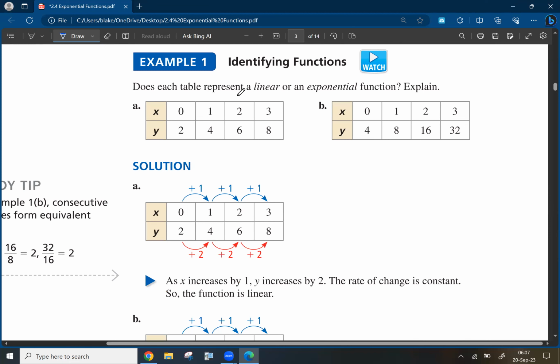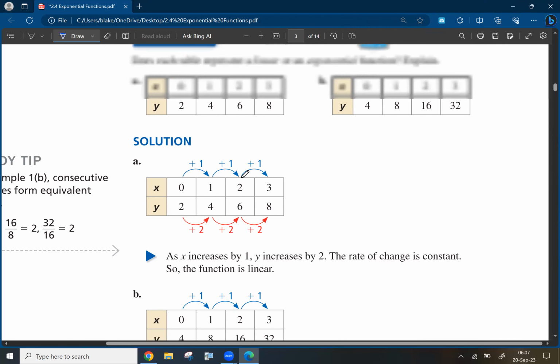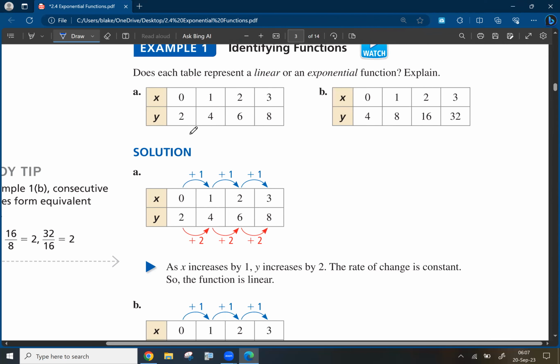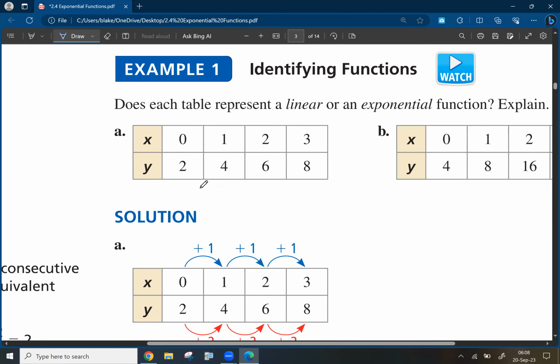Does each table represent a linear or exponential function? Here you can kind of see the solutions on these. What we're going to do is look at the differences between the y values and x values. When you look at table A, notice the pattern. That's kind of what you're looking for. You're going from 2 to 4, 4 to 6, 6 to 8. You could probably identify that the pattern is adding two each time.